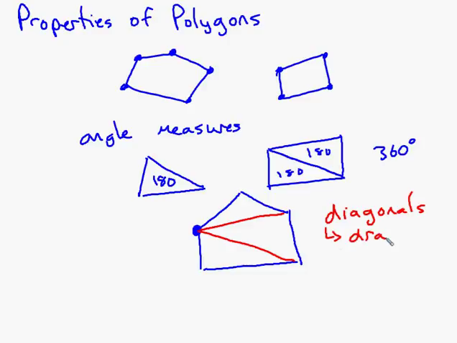So some of you don't understand what a vertex is. A vertex is a point. That is a vertex. It is not a side. It may be used to name an angle, but it is a point. So diagonals are drawn from a vertex to another vertex.